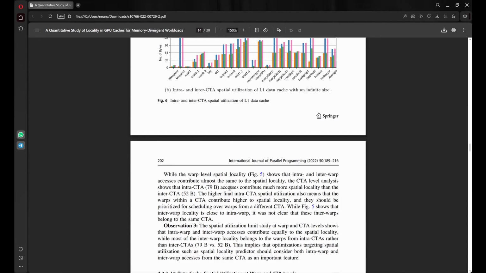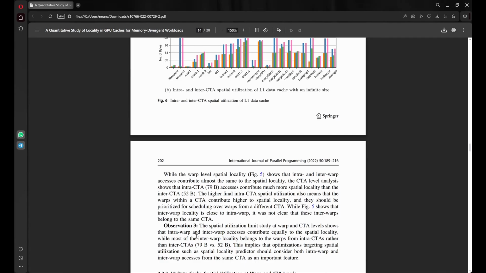And what we can infer from this, and that's why I paused over here, is that most of the inter-warp locality, so inter-warp means that it's going to be in a different warp, whether that is in the same CTA or a different CTA, most of the inter-warp locality is coming from the same CTA rather than a different CTA.